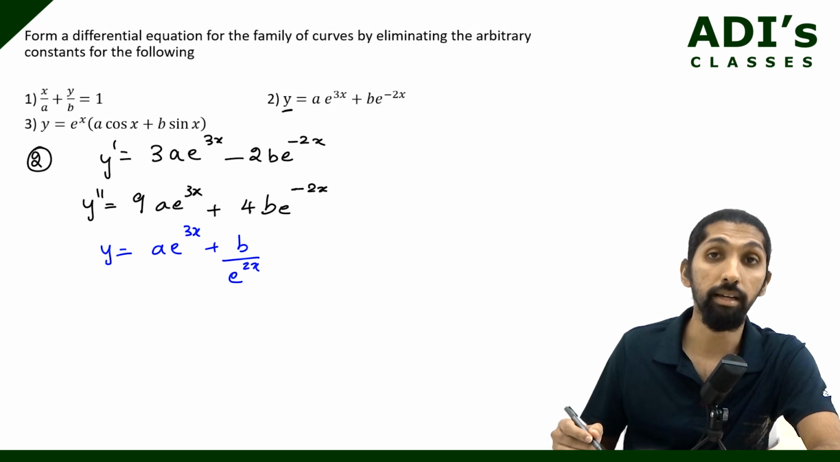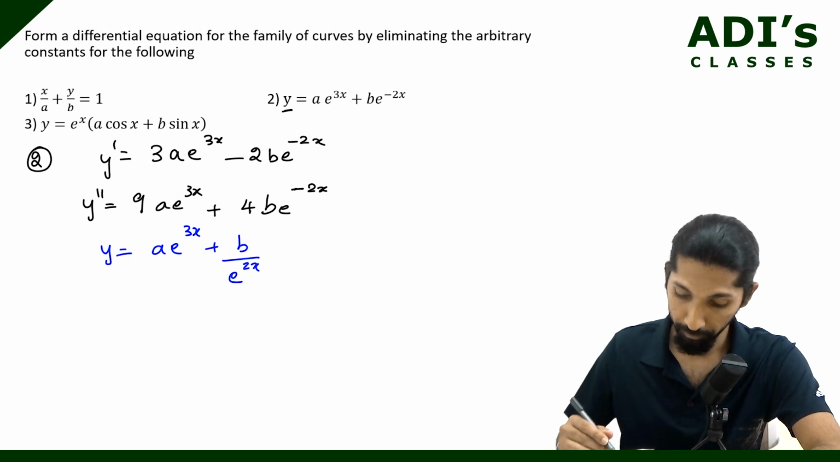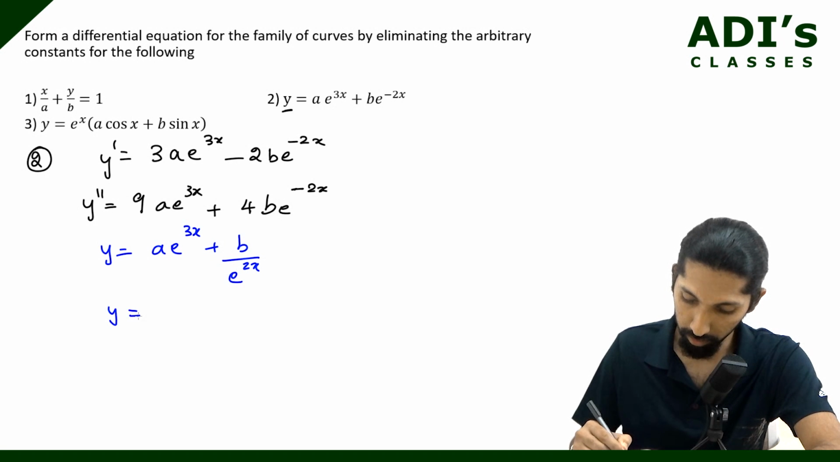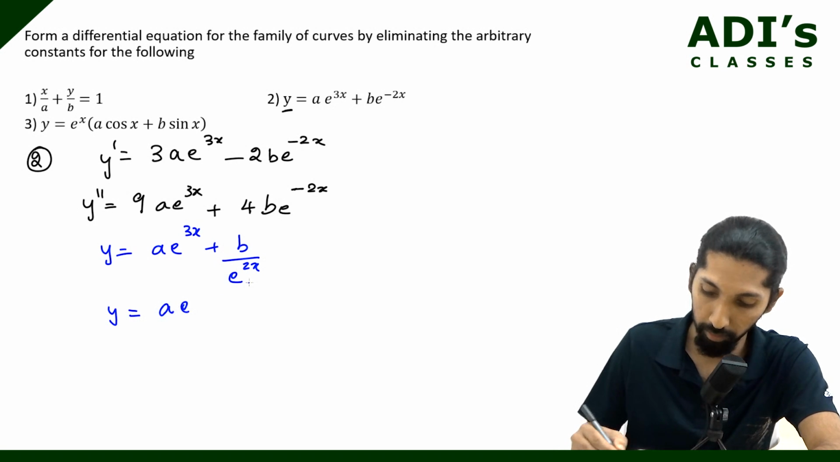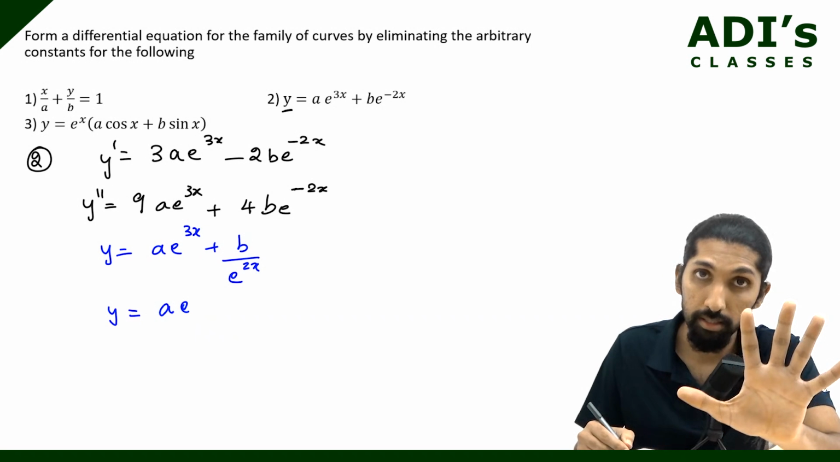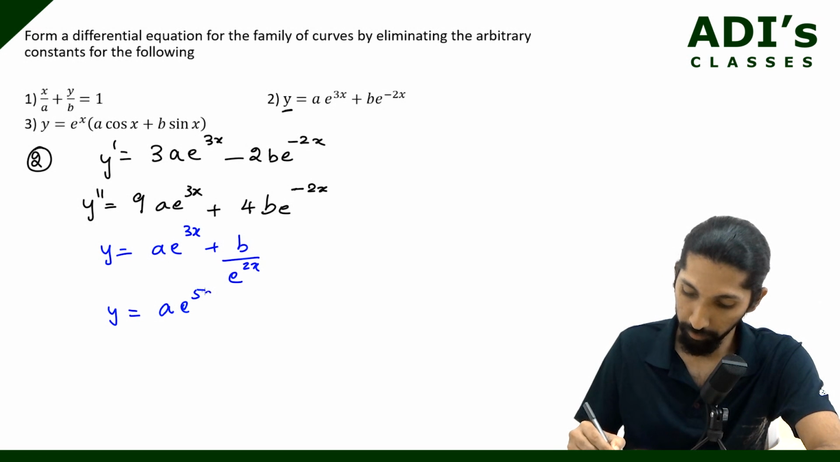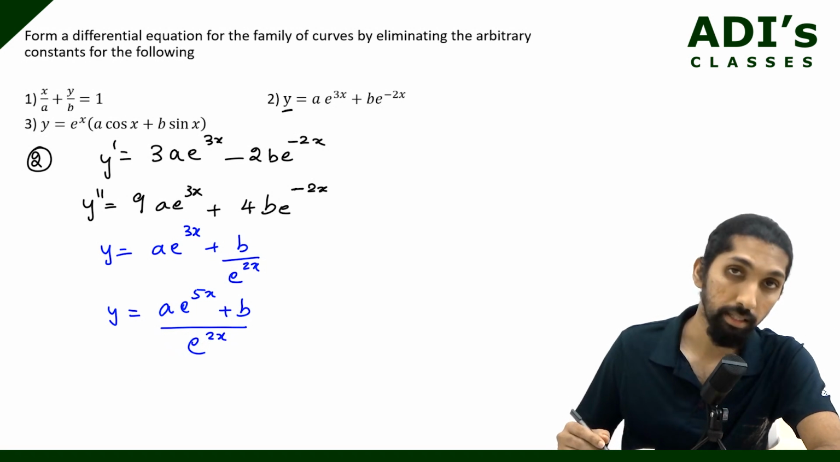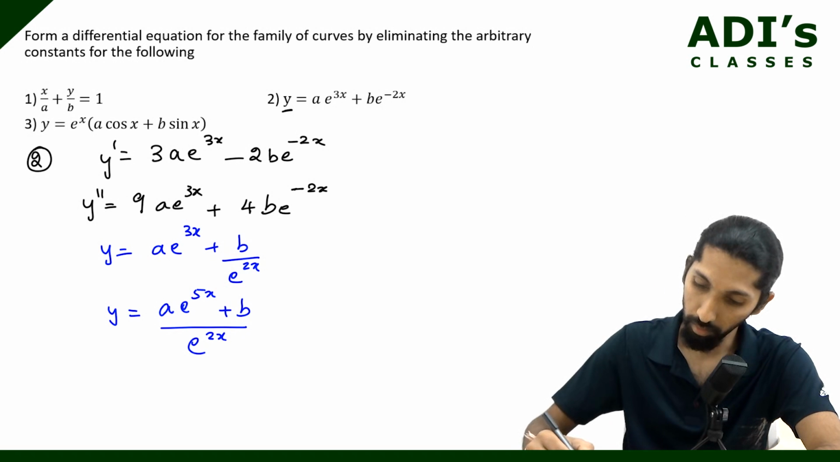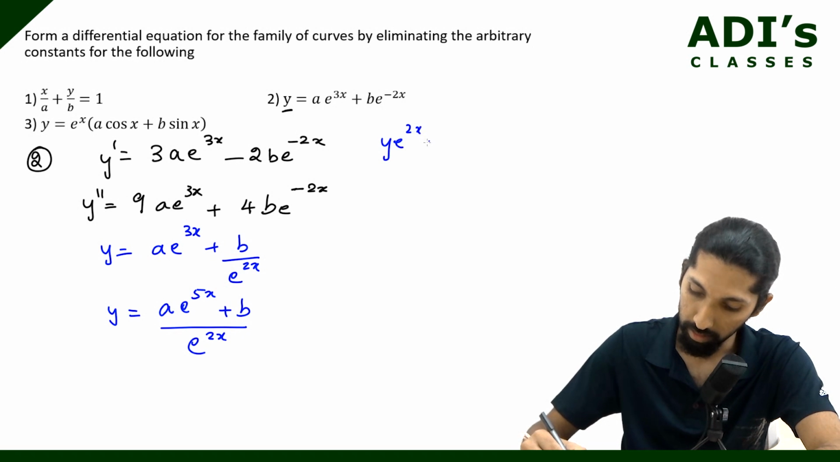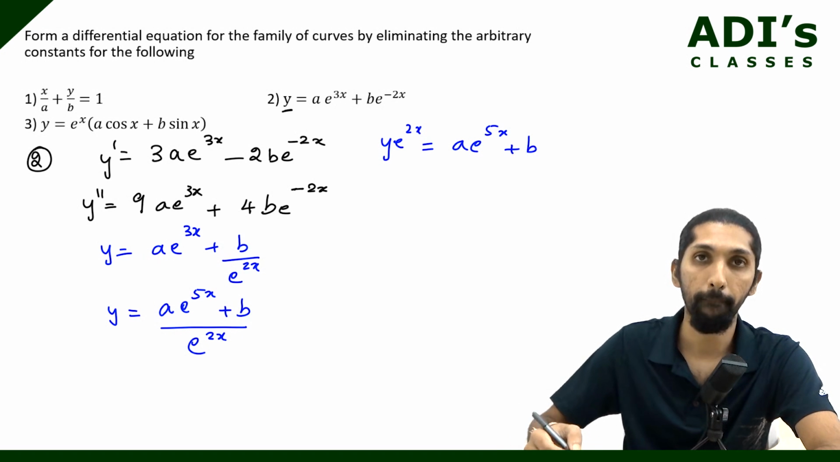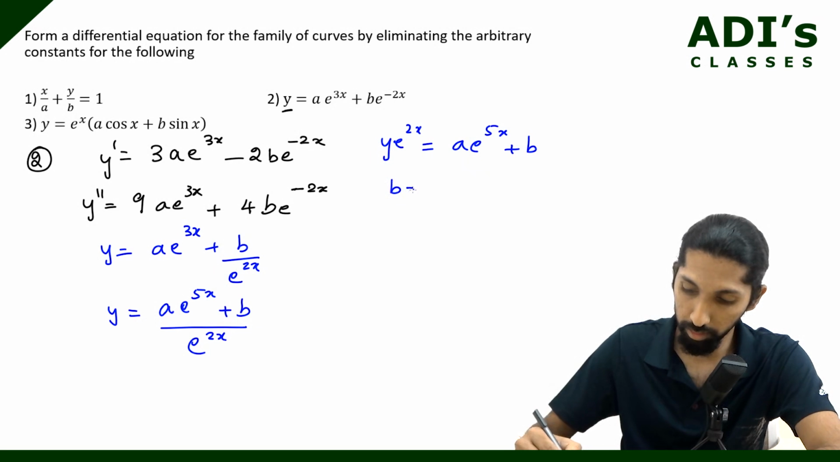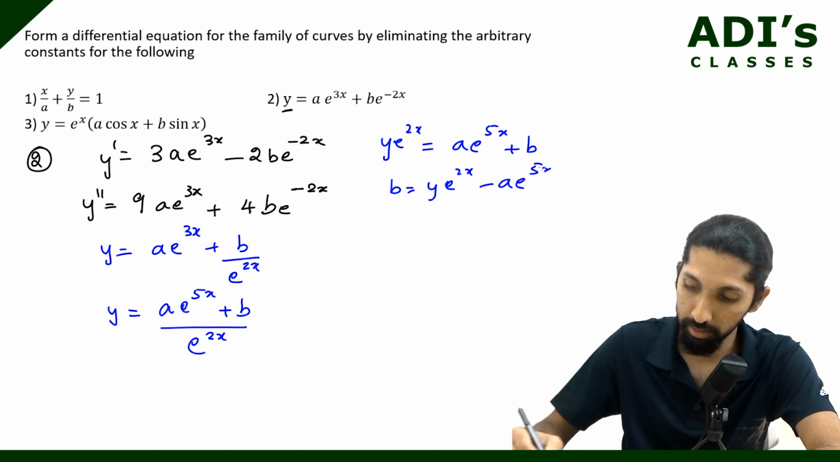Now what you can do is take the LCM. So y is equal to a into e to the power of, this is going to be e to the power of 5x, plus b by e to the power of 2x. Take the e to the power of 2x on that side. So y into e to the power of 2x is equal to a into e to the power of 5x plus b. So what is b now? b is equal to y e to the power of 2x minus a e to the power of 5x.